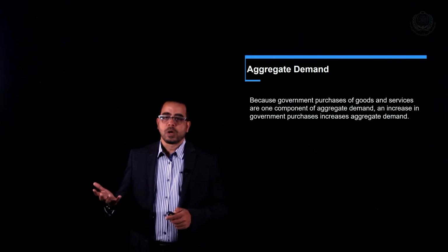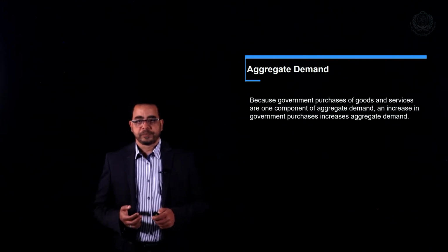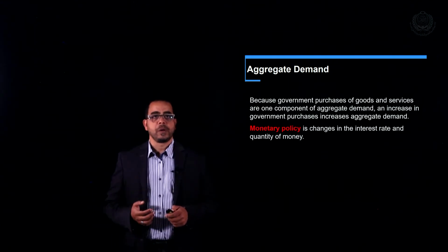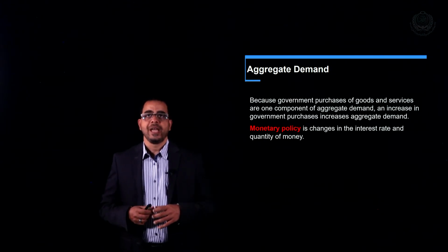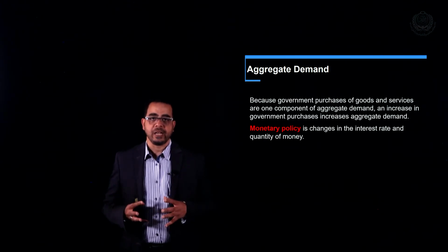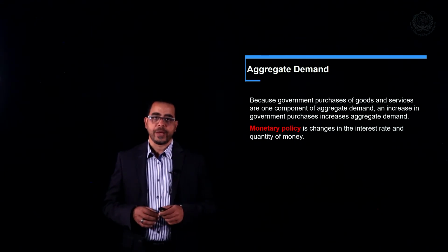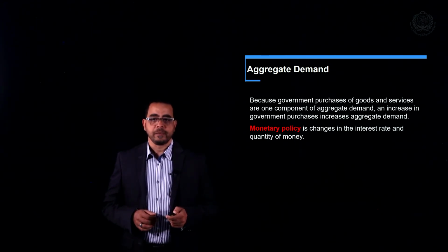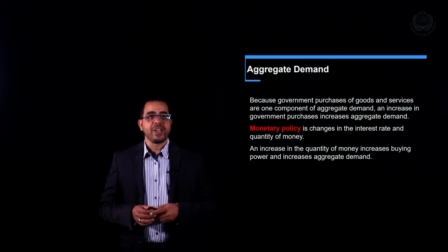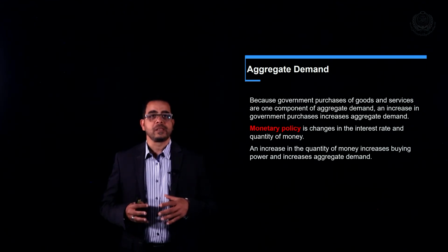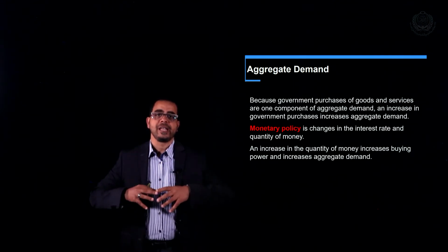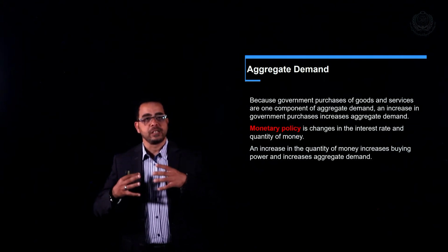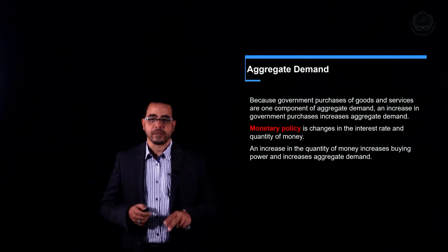Now, let us talk about monetary policy. When we talk about monetary policy, it's the change in the interest rate and the quantity of money, and it's mainly controlled by the central bank of each country. So when there is an increase in the quantity of money, people have more buying power, more money in their hands, they can spend more, and aggregate demand would increase, and vice versa.